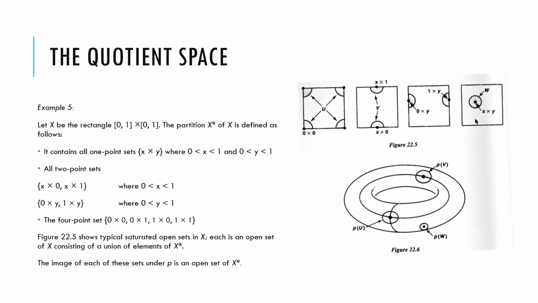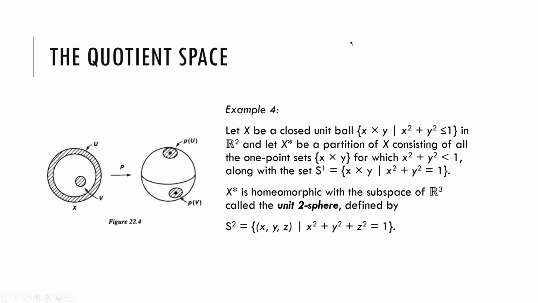Our next example is example 4. It's basically about building a sphere out of a unit ball. I hope that we could discuss this together because it's quite intuitive to look at, but I wasn't able to prove this part. I wasn't able to prove the homeomorphic part.